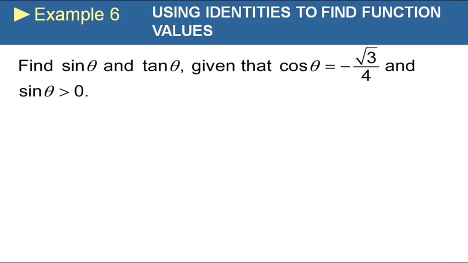Now in example 6 it says, find the sine of theta and the tangent of theta, given that the cosine of theta is negative square root of 3 over 4, and the sine of theta is greater than 0, or in other words, the sine of theta is positive. And we are going to use our identities to do this, but then I'm going to show you an easier way than using the identities. So I want you to just hang in there with me. I want you to see how the identities work, but then I want to show you an easier way using the Pythagorean theorem instead of the Pythagorean identities.